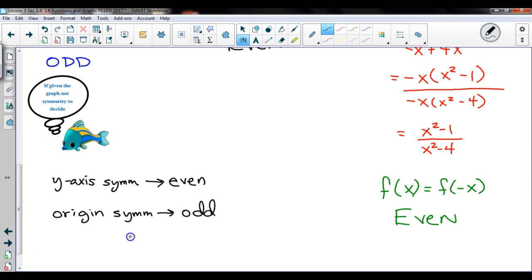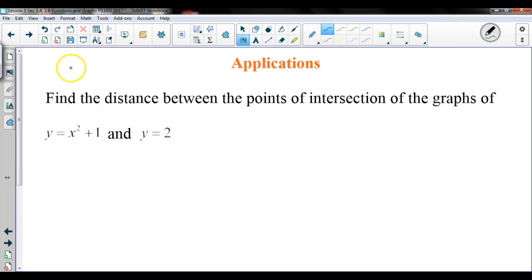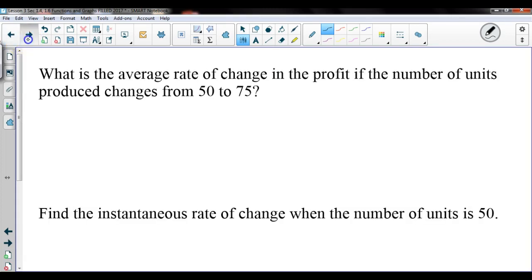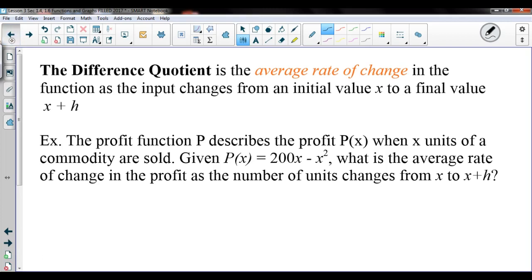And if a graph has x-axis symmetry, it's not a function, so we don't talk about it, because it doesn't pass the vertical line test. All right, one more slide. I know there were several more application problems, but it was just using the difference quotient, and we've already done several of those, so that's why I'm going to stop with this one.